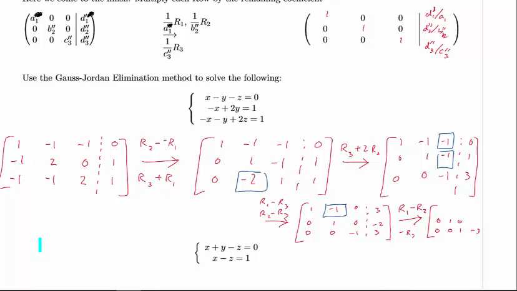Make it clear that z is negative 3. I might have said it was positive 3 earlier. I should have said negative. And clearly y is negative 2. And then we perform this operation on the first row.